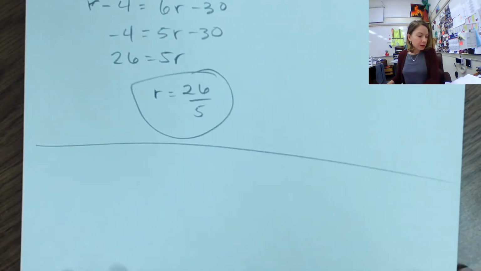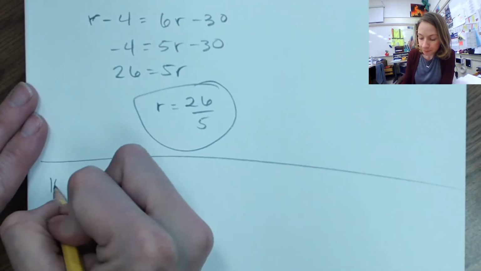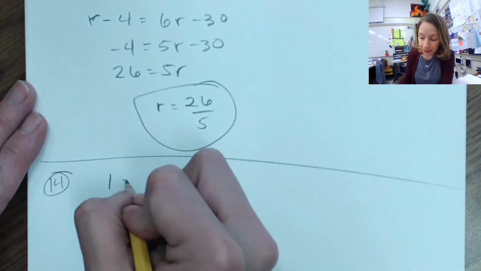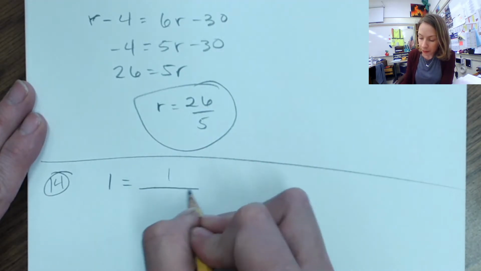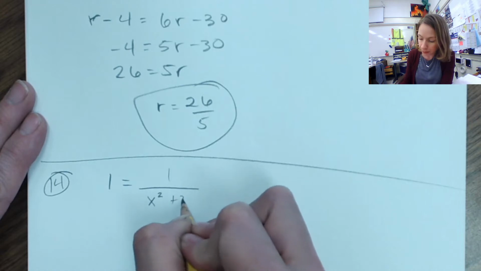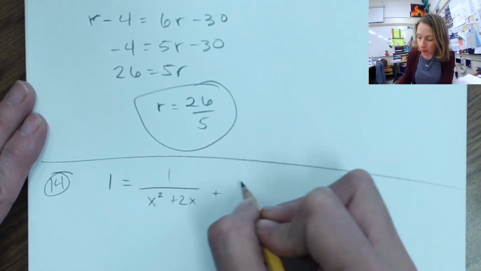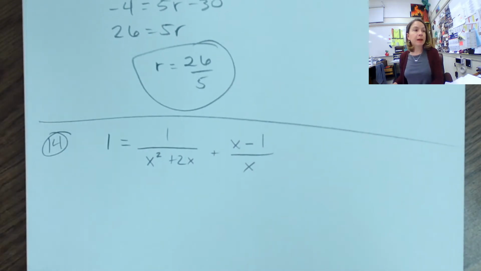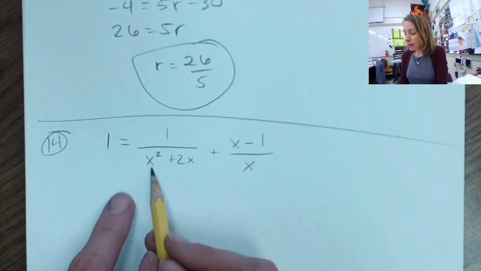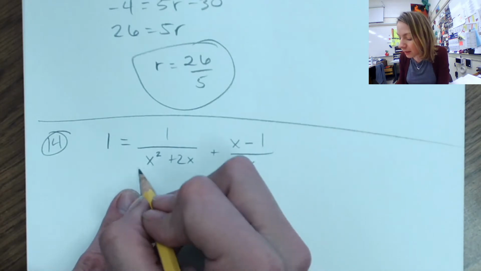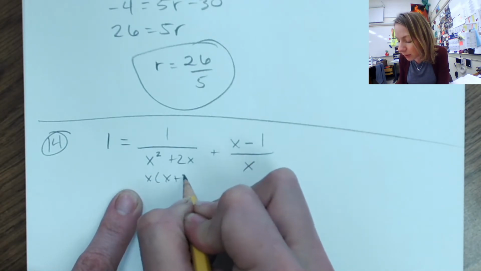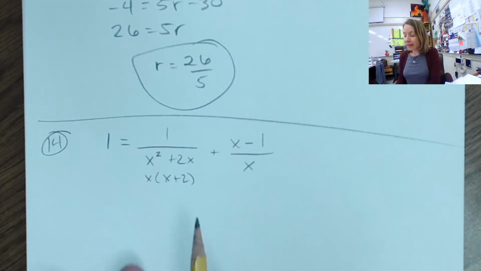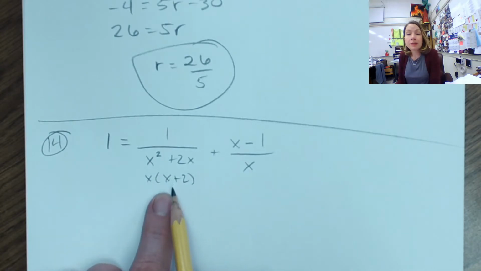Okay. So let's look at number 14. I've got 1 is equal to 1 over x squared plus 2x plus x minus 1 all over x. So here, I'm going to factor this piece out. This is going to be x times x plus 2. So I can easily see that this is going to be my common denominator again.